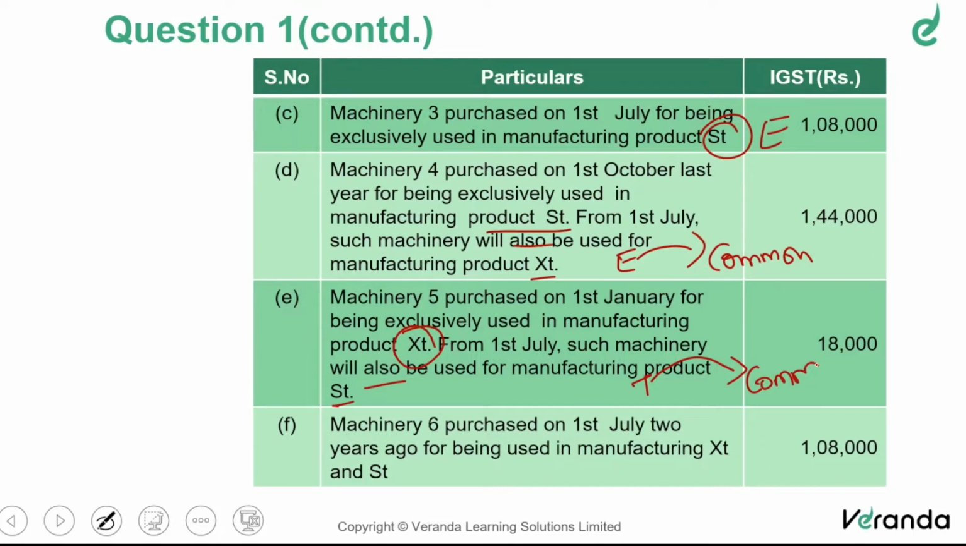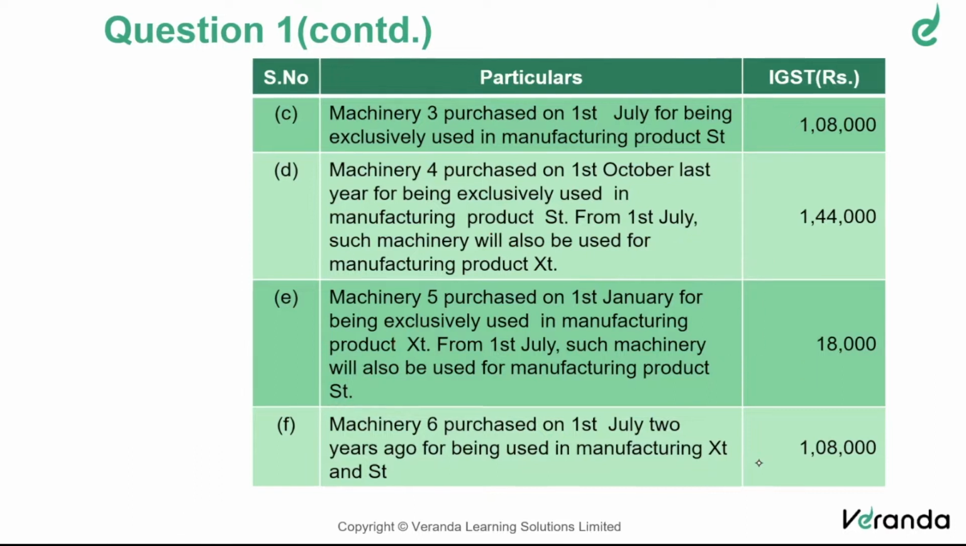Then the last, machinery number 6. Purchased on 1st of July, 2 years ago. But it is used for manufacturing both products, XT as well as ST. That is, it was purchased 2 years back, and from that time onwards, it is completely used for a common purpose. There is no change happening during the current period. It is continuing to remain the same, used for a common purpose.